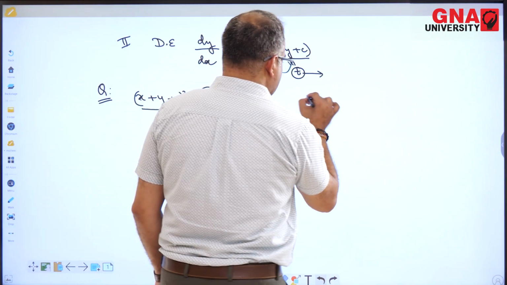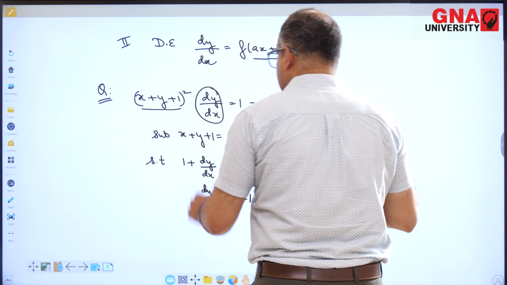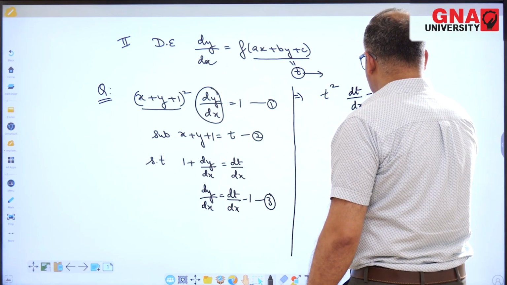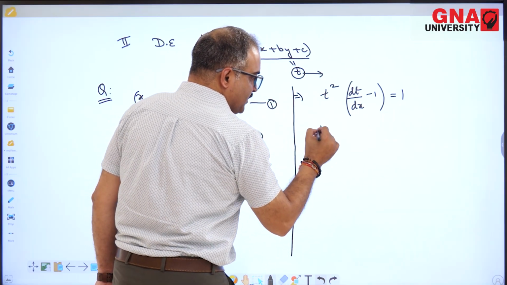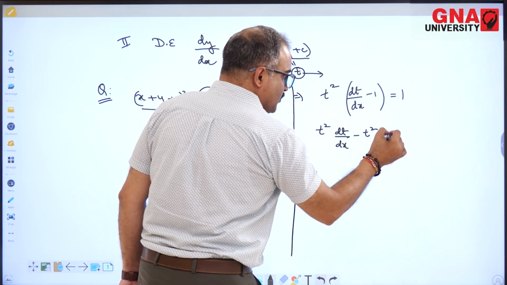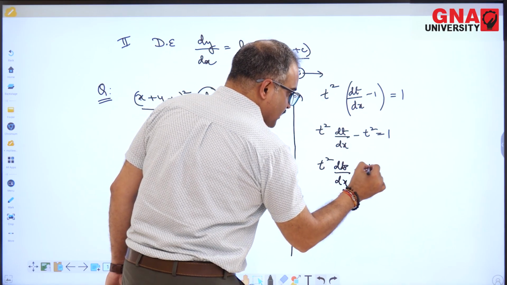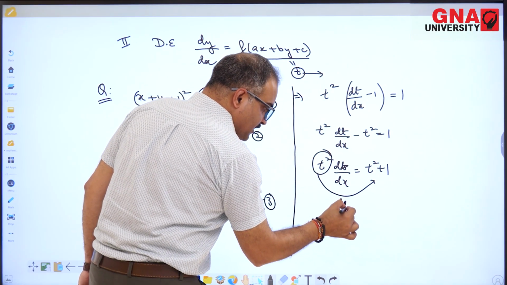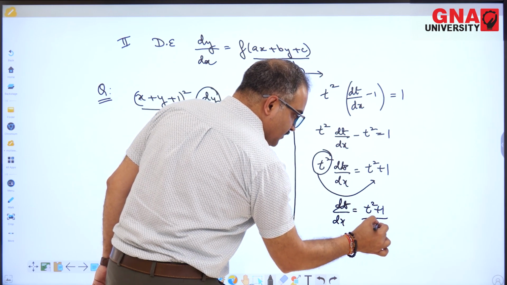So what will be the result? This equation reduces to the form, now this is basically t, so it will be t square, and dy by dx is basically dt by dx minus 1, in brackets, is equal to 1. So just expanding the brackets, it will be t square dt by dx minus t square is equal to 1, or t square dt by dx is equal to t square plus 1. Now I'll take this t square to the other side, so it will be dt by dx is equal to t square plus 1 by t square.